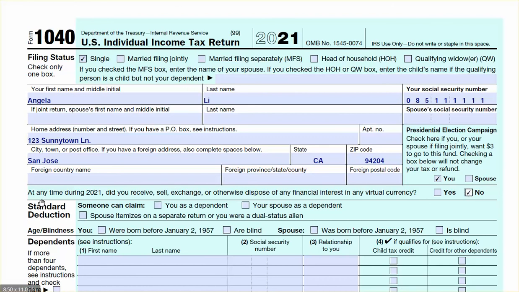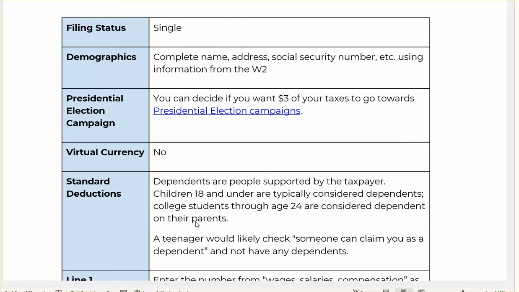Now we look at deductions. In this case, someone can claim you as a dependent. Dependents are people supported by the taxpayer. Children 18 and under are typically considered dependents. College students through age 24 are considered dependents on their parents. This is true even if your parents are not paying for your college.